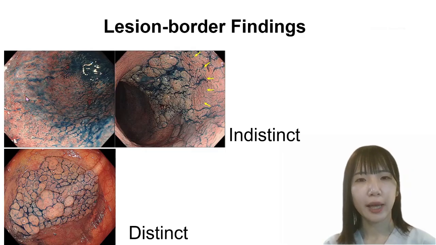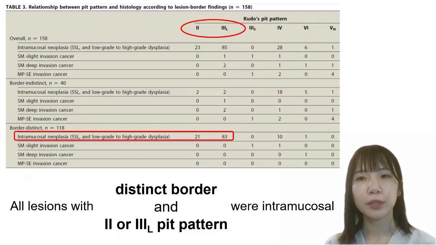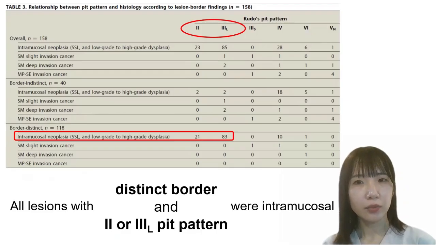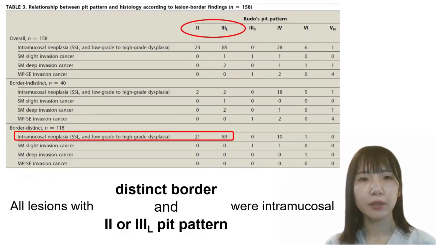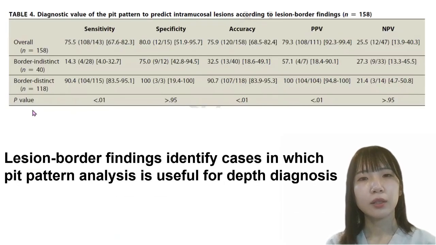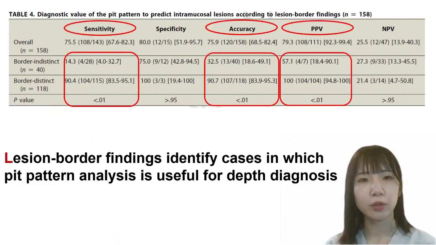Our results show that when lesions had a distinct border and a type 2 or 3 PIT pattern, they were all intramucosal. In contrast, when the border was indistinct, even lesions with a non-invasive PIT pattern sometimes showed submucosal invasion. We found that the sensitivity, accuracy, and positive predictive value of PIT pattern diagnosis were significantly higher in lesions with a distinct border compared to those with indistinct borders.